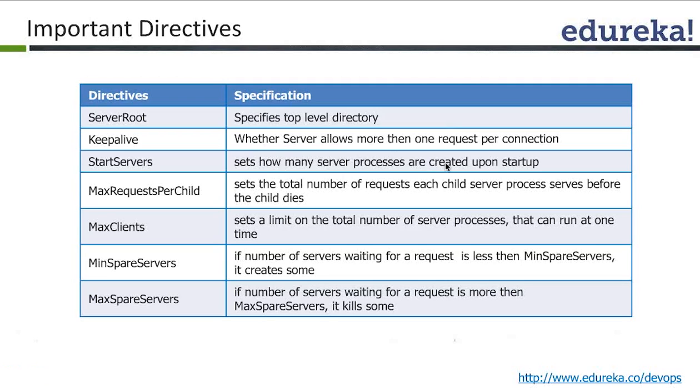And MaxClients sets the total number of server processes that can run at one time. So what that means is when somebody says that I'm able to process 1,000 requests per second, it means that the server is designed to handle 1,000 clients simultaneously, and that's what the max is.